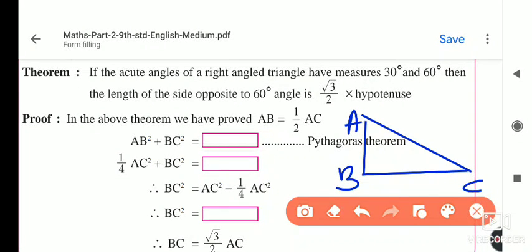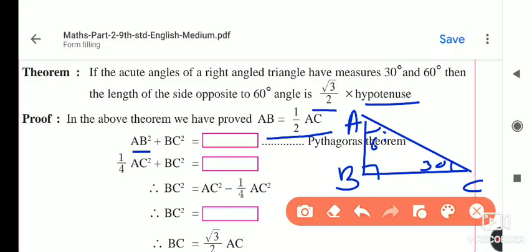In this triangle, as you know, angle C is 30 degrees and angle A is 60 degrees. Given, in triangle ABC, angle B is equal to 90, A is equal to 60 and C is equal to 30 degrees. And what we have to prove: AB is equal to 1/2 AC, that we already proved. Now we have to prove that BC is equal to root 3 upon 2 of AC. For that purpose, first of all we have to use the Pythagoras theorem.